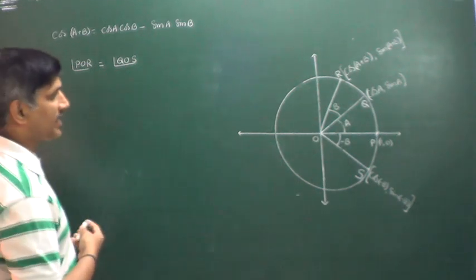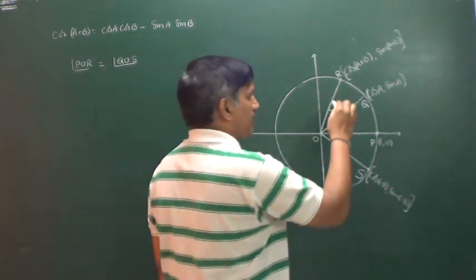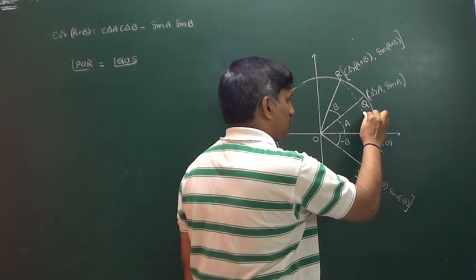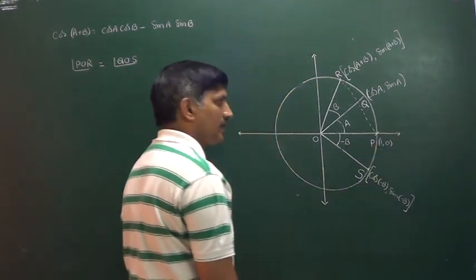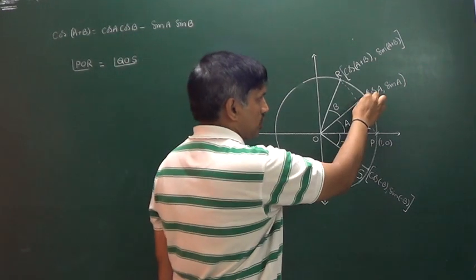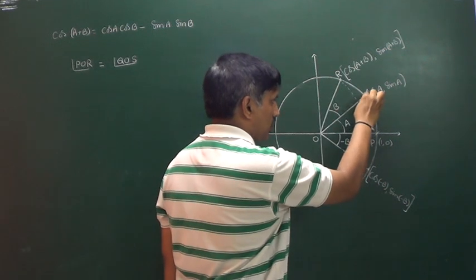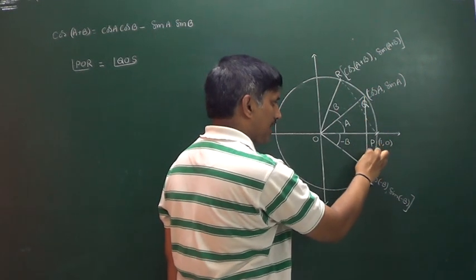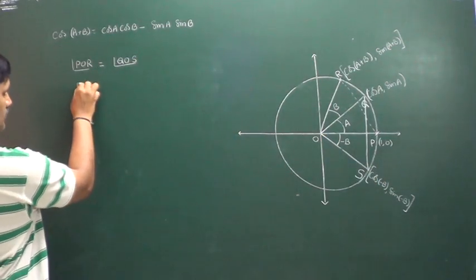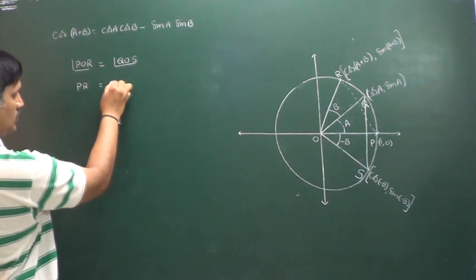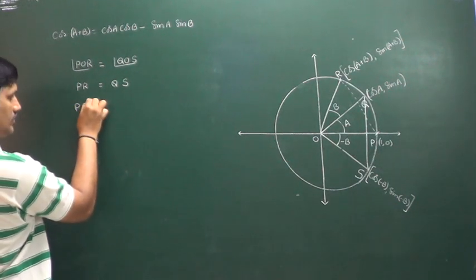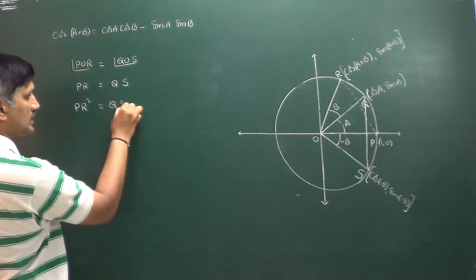Now, whenever angle POR and angle QOS are the same, observe here, I am joining P and S. That means this chord PS subtends a plus b angle at the center. At the same time, this is the chord QS, and the chord QS subtends the same angle at the center. So that's why I can write PR is the same as QS. That means PR square is the same as QS square.